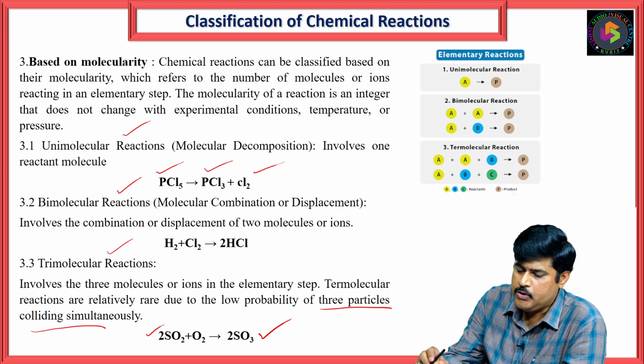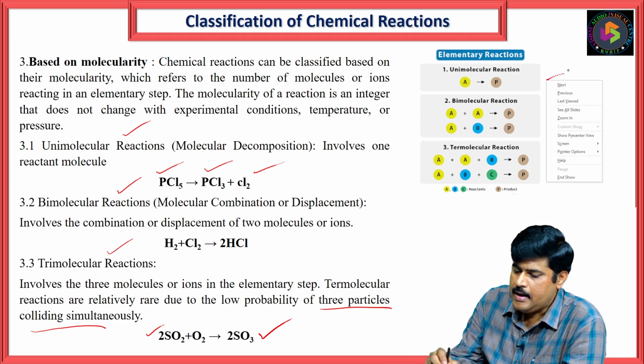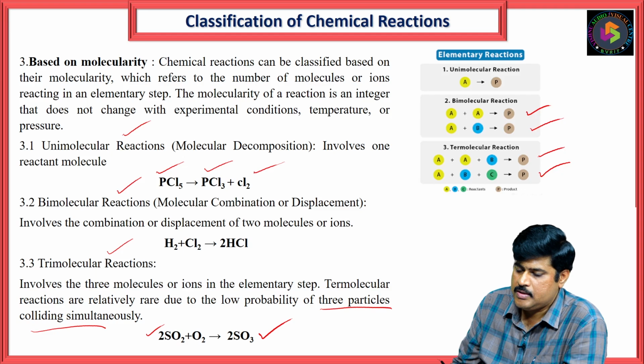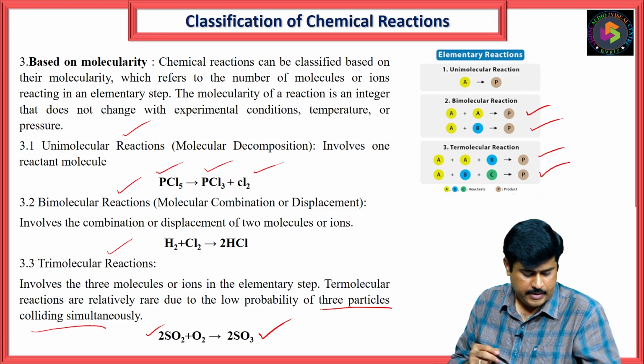You can see here unimolecular reactions. This is the example for this one. And in bimolecular reactions, you have two possibilities. That means similar types of molecules form a product, or two different types of molecules can form the product. In termolecular reactions also, two molecules of the same type and one molecule of a different type can react to form product, and three different types of molecules can react to form product. So this is based on the molecularity.